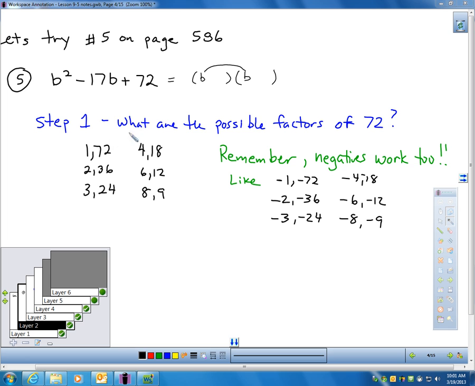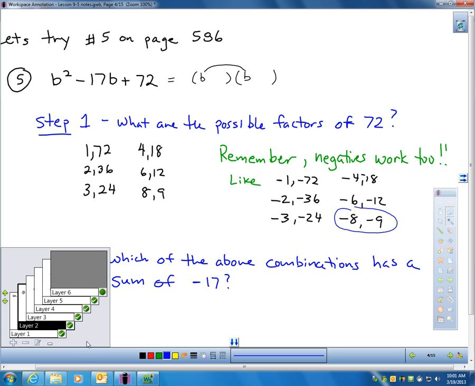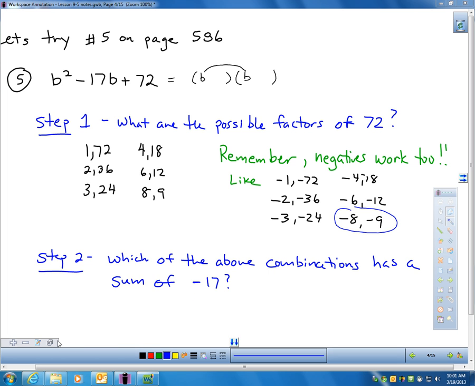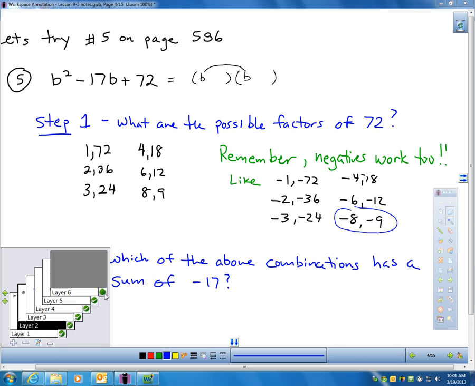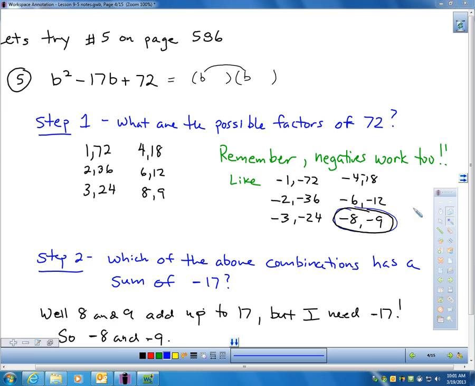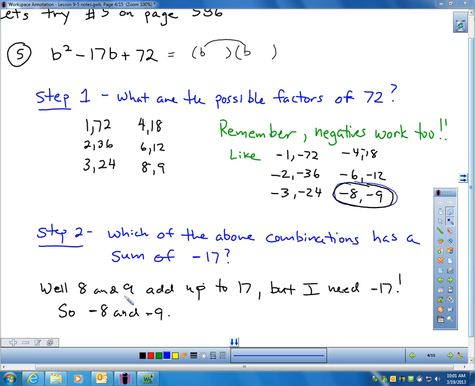So remember, it's not only positive times positive, it's also negative times negative, and I'm trying to figure out which of these factors will also add up to negative 17. I'm looking and I see right here, negative 8 times negative 9 is 72, and negative 8 plus negative 9 is negative 17. So I know the factors that add up to negative 17 are negative 8 and negative 9, okay?